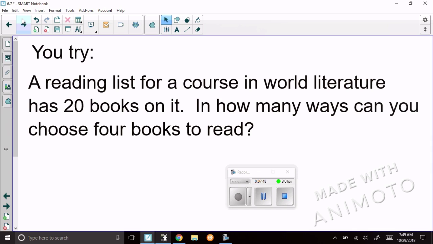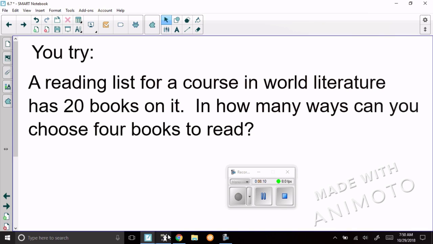All right, now you try. There is a reading list for a course in world literature. It has 20 books on it. In how many ways can you choose 4 books to read? Think about it. I'm not telling you whether you have to use permutation or combination yet. So think about it. Does order matter here? If so, use permutation. If not, use combination. Pause the video, try it.